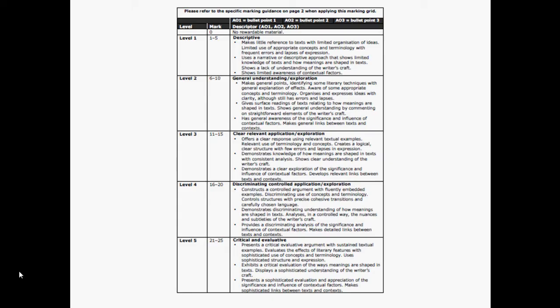So, let's have a look at the mark scheme then, shall we? To achieve full marks, level 5, 25, you can see here there are 3 assessment objectives, 3 bullet points. Each bullet point obviously is assigned to a certain assessment objective.